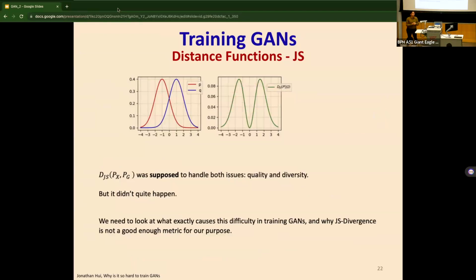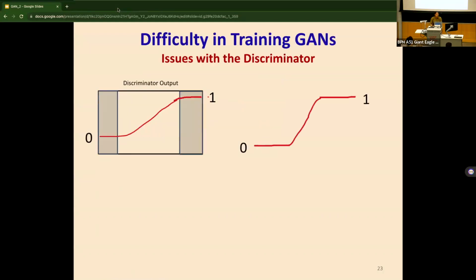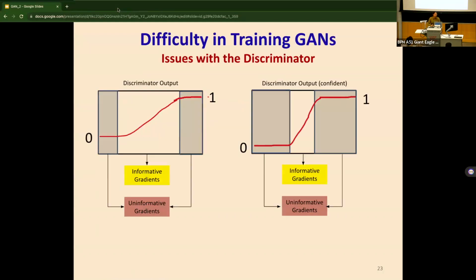So ideally, we want a system that's handling both of these issues, and that's technically what the JS divergence was supposed to solve. But it did not happen this way because training GANs is not really that straightforward, and we'll find out what exactly the issues were and how we overcome them. So let's talk about the first issue with training GANs.